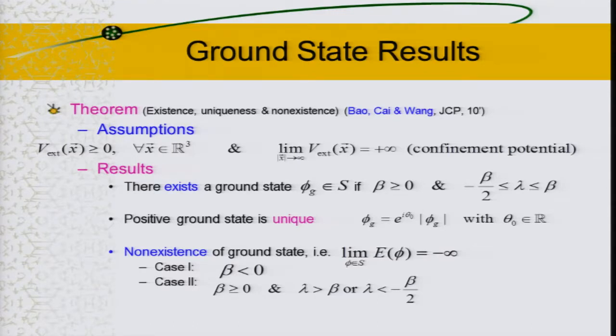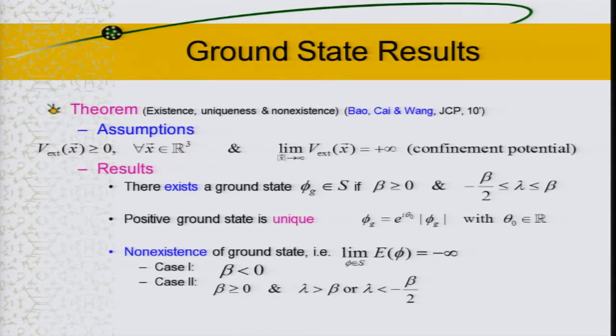If V is a confinement potential going to infinity in the far field, then we can prove that if beta is a local interaction rate, beta greater or equal to zero, a repulsive interaction, and lambda, the dipole interaction rate, satisfies minus beta over two less than or equal to lambda less than or equal to beta, then there is a ground state phi_g under this definition, a minimizer of this problem. Also, the positive ground state phi_g can be written as e^{i theta} phi_g, with a space-independent phase and a fixed constant. If we choose the positive function, it is unique.